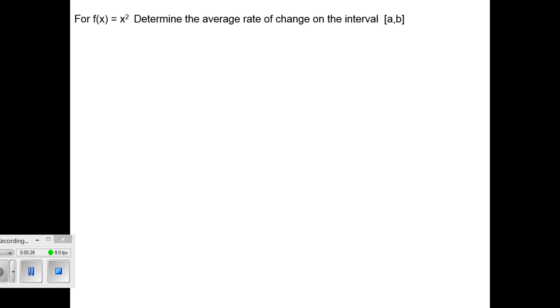And we're going to ask to find the average rate of change on the interval a to b for the function x squared. So the ARC, the average rate of change, is equal to the slope, which is the difference in the y over the differences in the x. Remember, the y's are simply the function evaluated at a and the function evaluated at b.